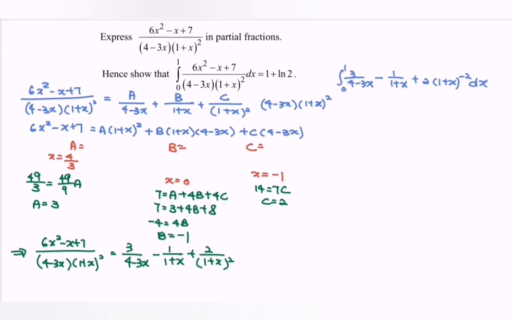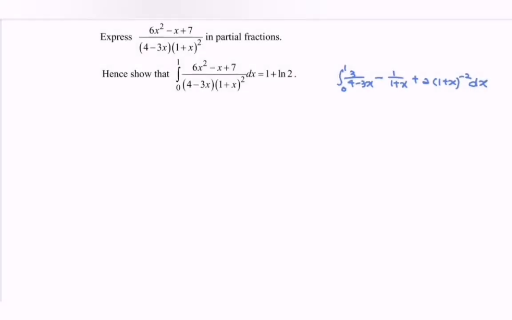So let's begin. If we integrate, then we will have 3 ln bracket 4 minus 3x. Do remember, differentiate the internal function, and we have negative 3. Minus, we have ln 1 plus x. Continue, we have minus 2 over 1 plus x. So with the limits 1 and 0.